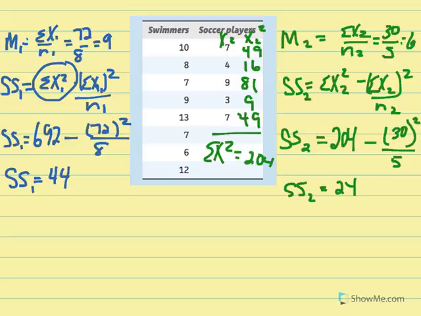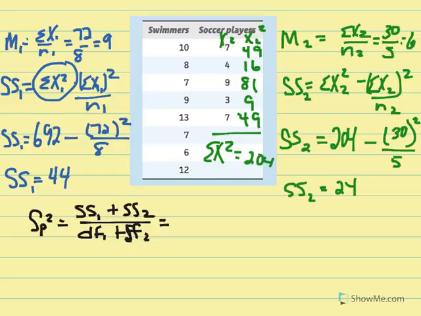Now, having those values, I can calculate my pooled variance. Pooled variance is equal to SS1 plus SS2 over DF1 plus DF2. I'm just going to replace variables. So SS1 is 44, SS2 is 24, and DF1 is equal to 7, plus DF2 is equal to 4. All right, so we can calculate this. This is our pooled variance calculation: 44 plus 24 divided by 11, we get 6.18. That is our pooled variance.